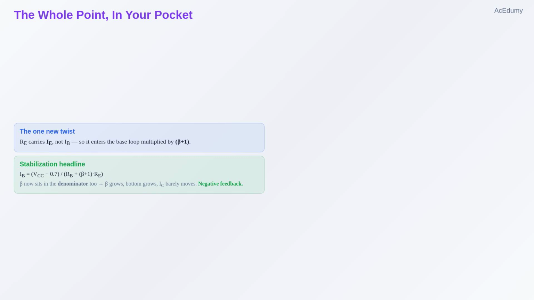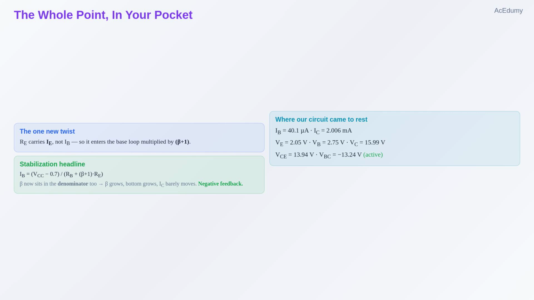In fixed bias, beta lived only on top, so the operating point rode entirely on it. Here, beta also sits underneath, in the denominator. When beta grows, the bottom grows with it, and the current barely moves. That is the negative feedback the emitter resistor buys you, and it is why the emitter bias point holds steady while the fixed bias point wandered.